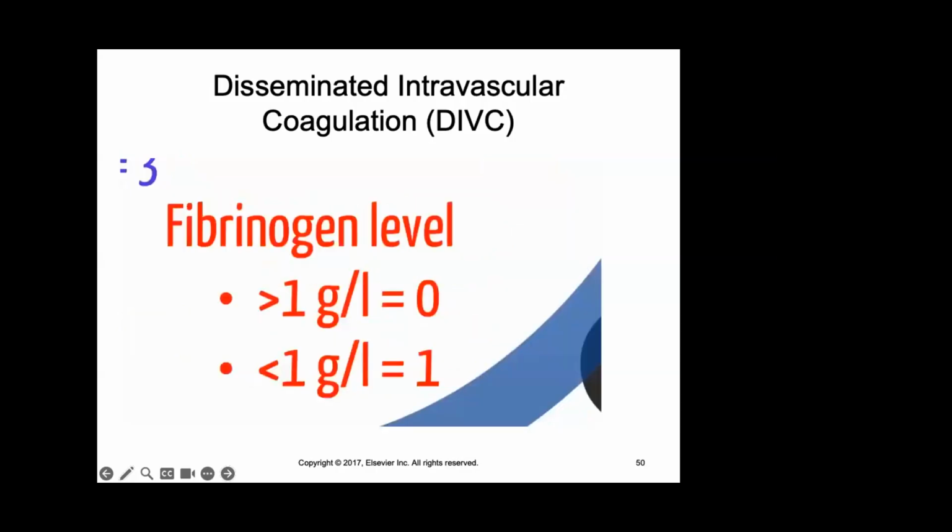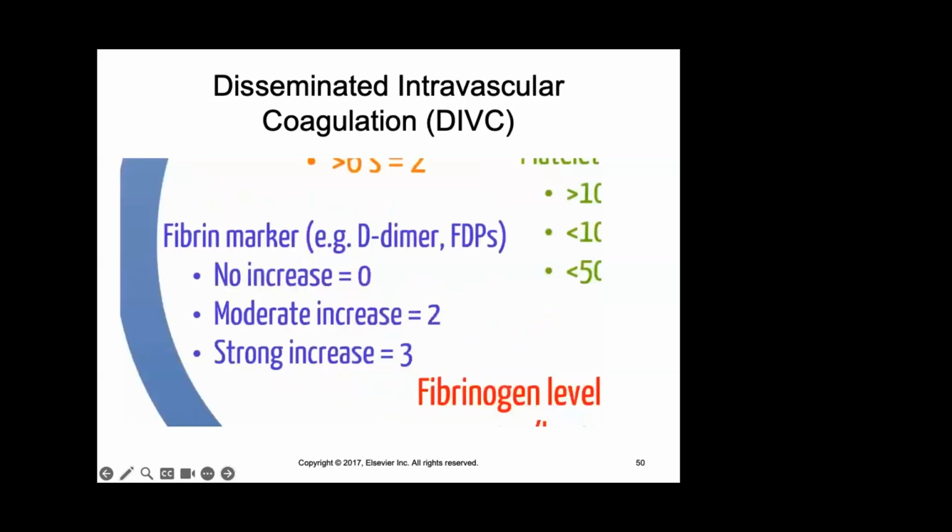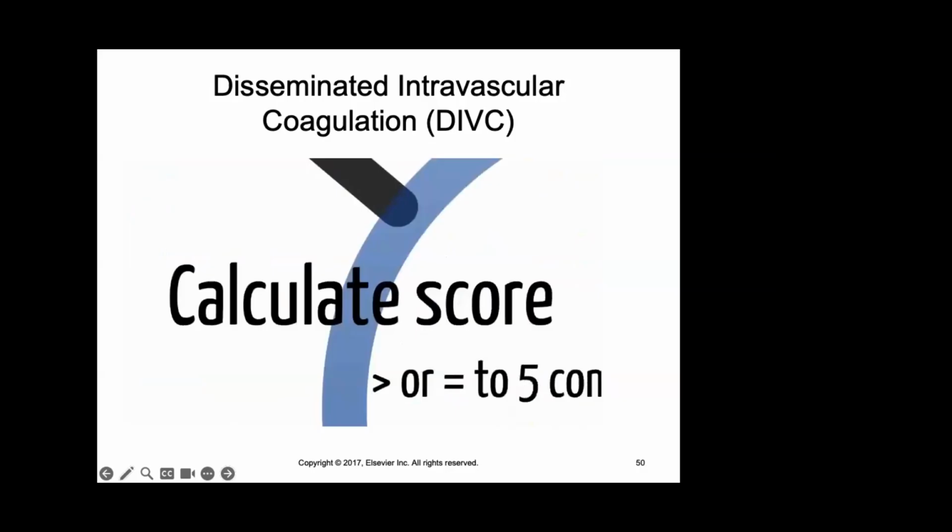Next, we'll talk about fibrinogen levels. For a fibrinogen level greater than 1 gram per liter, you get 0. For a level less than 1 gram per liter, you get 1 point. Now let's move on to fibrin markers, so D-dimer or FDPs. If there's no increase, you get 0 points. If there's a moderate increase, you get 2 points, and a strong increase, you get 3 points.